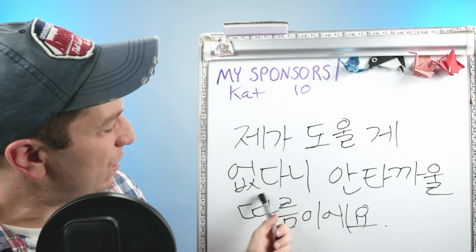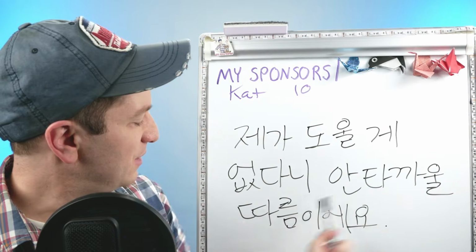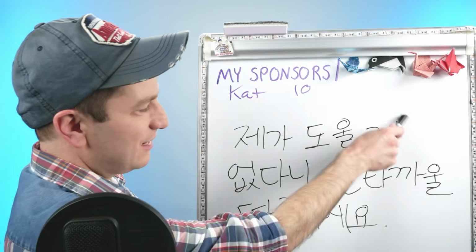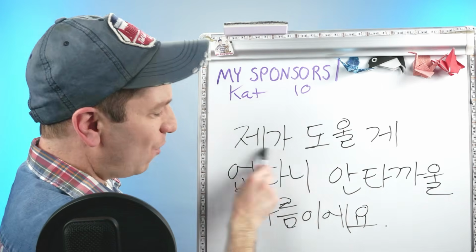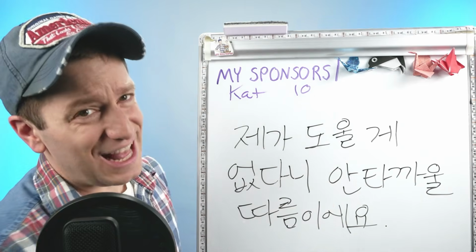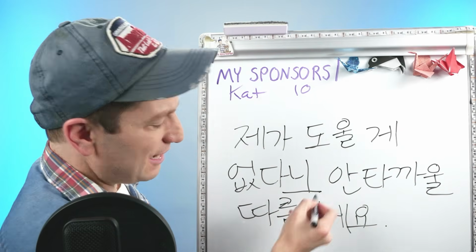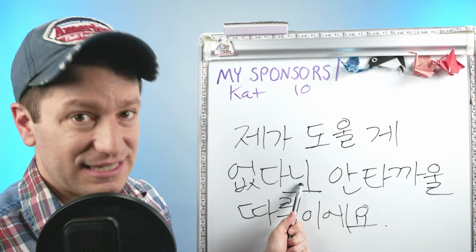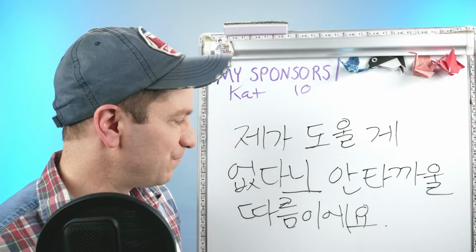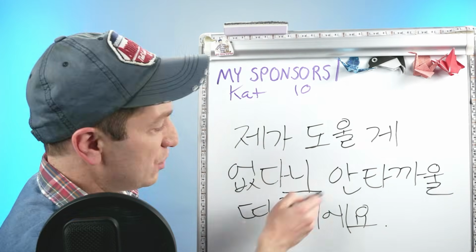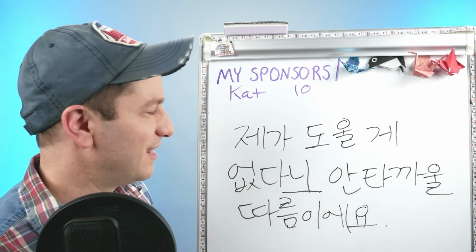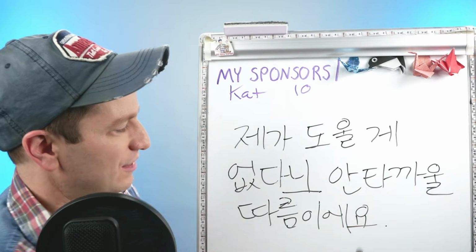제가 도울 게 없다니 안타까울 따름이에요. So 돕다, to help. 도울 게, something to help with. 없다, there is nothing for me to help with. This ni ending, it's not because, it's the reactive ending ni, which I've done a separate live stream about. Basically, you can think of it as being like to think. Wow, to think that there's nothing for me to help with, like that. So to think there's nothing for me to help with.